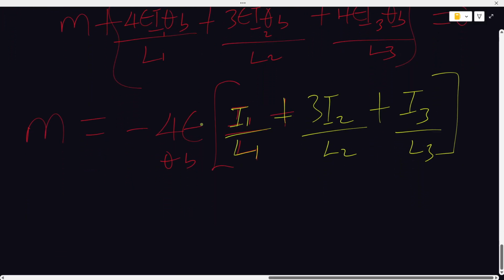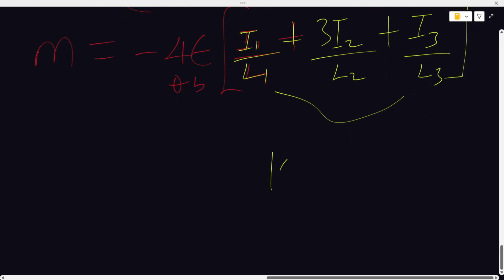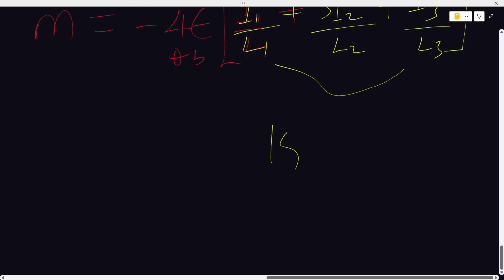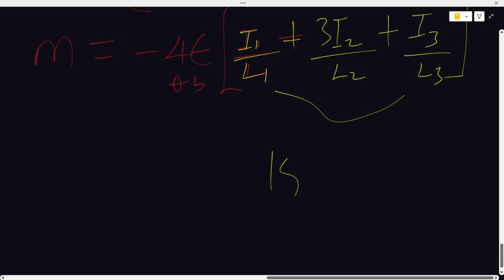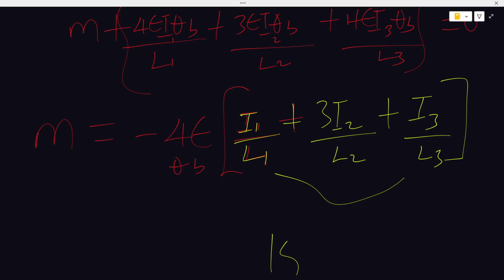Now, what do these guys represent? Who remembers? Pause and think. So once again, this represents K, which is our relative bending stiffness. Wait a minute. Okay, I thought we made a mistake, but let's continue.